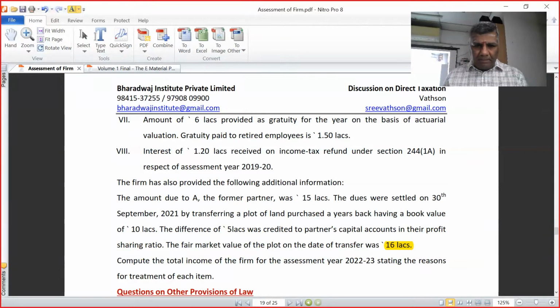Less: transferred land was purchased a year back. So it is a short-term capital asset. Purchased a year back. It is a short-term capital asset. That's why that information is given.